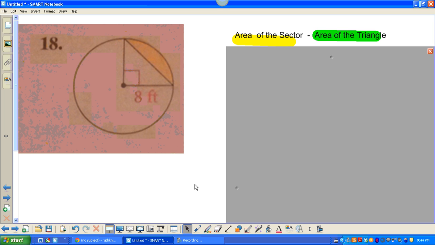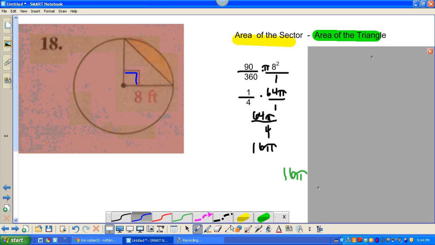I'm going to use 90 degrees, which we see right here is my central angle. So I have 90 over 360 equals pi times 8, which is my radius, squared over 1. 90 over 360 reduces to 1/4. 8 squared is 64. Then when I multiply the tops across, I get 64 pi. 4 times 1 is 4. And when I take 64 divided by 4, I get 16 pi. So what 16 pi represents is the area of this entire sector.